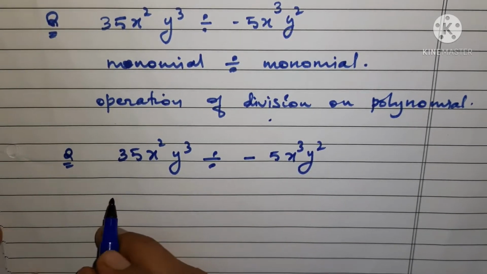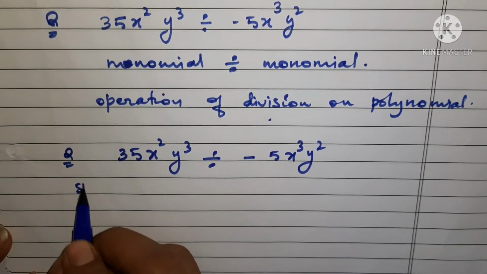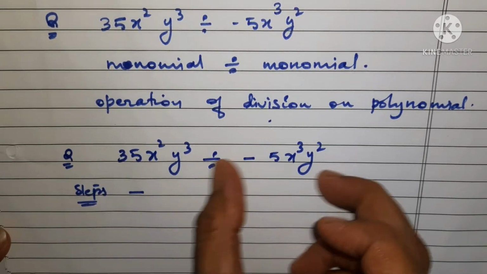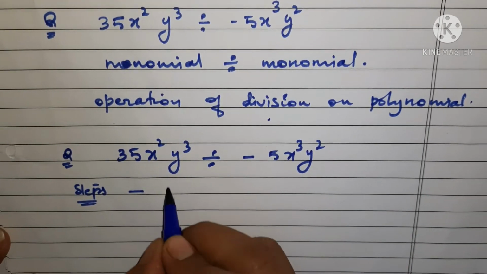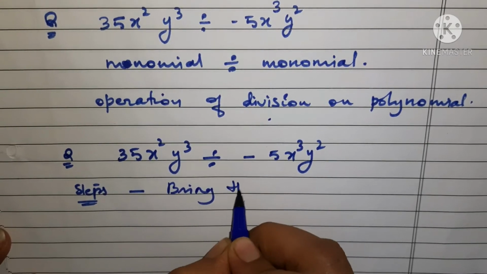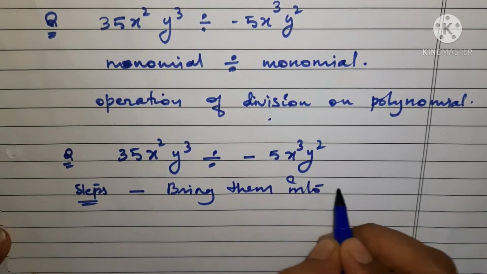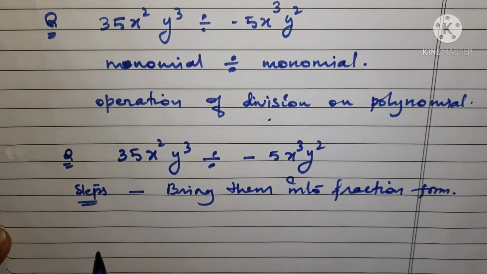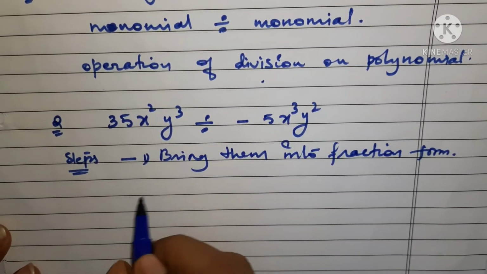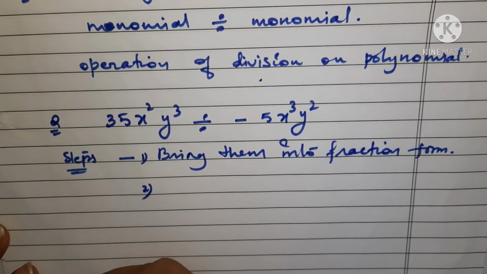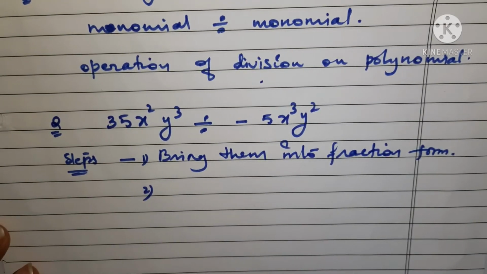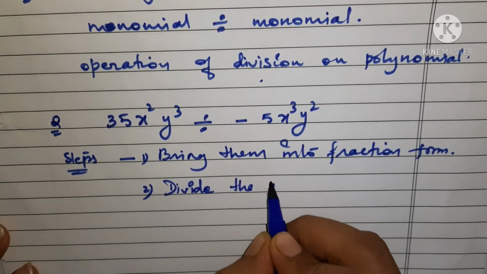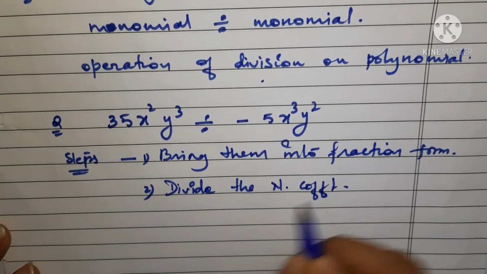So there are some steps which you have to follow, right? What steps are you going to follow? The very first step is to bring them into fraction form. Then what is your next step? The second step is to divide the numerical coefficients first.